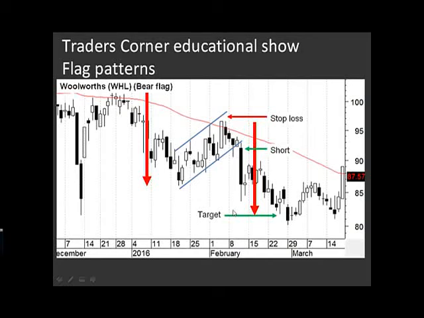Okay, so that's flags, triangles, and now wedges. So a wedge pattern, you get a falling wedge and a rising wedge.